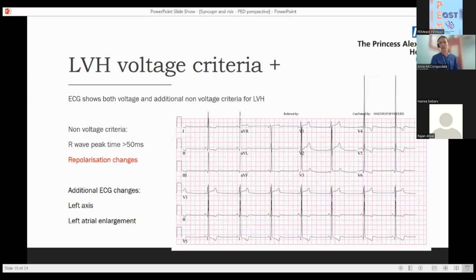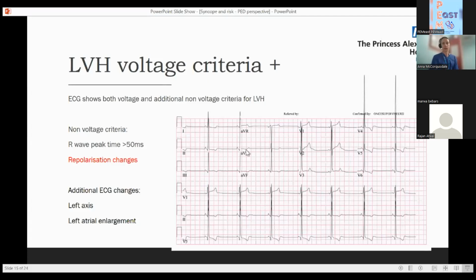We found it already. You already put it in the chat. We've got T-wave inversion here, which shouldn't be there. So we've got repolarization abnormalities. We've probably also got some early repolarization changes, which in isolation means probably nothing, but now we're putting them in with other things, and it is a change in this child's ECG. So what we have now is a child with an ECG that shows both voltage and additional non-voltage criteria for left ventricular hypertrophy.